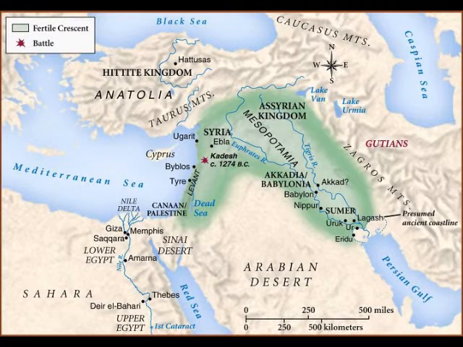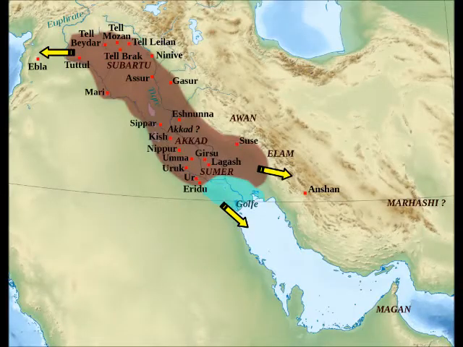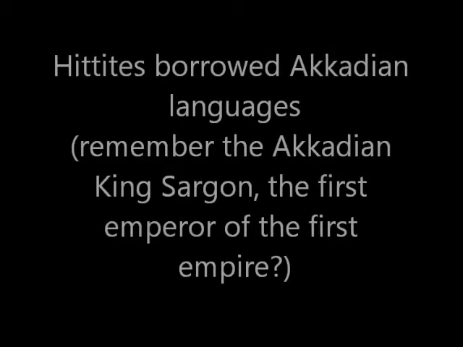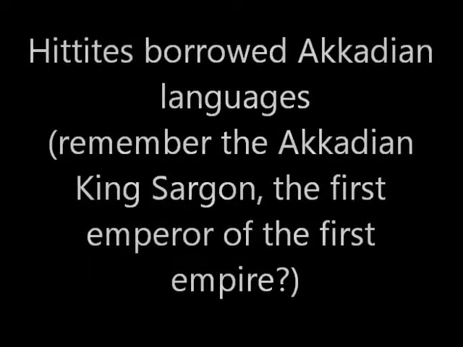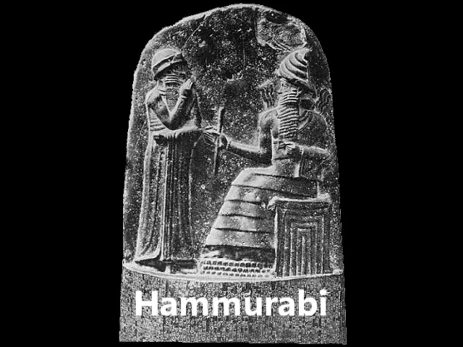The Hittites are going to use a language that the Babylonians had actually used. They're going to borrow from other people, a great example of cultural diffusion. They're going to use a language called Akkadian, and this was a very similar language to the Babylonians'. And if you're wondering who those Babylonians were, think Hammurabi, the king of Babylon. Hammurabi's Code. This should ring a bell.